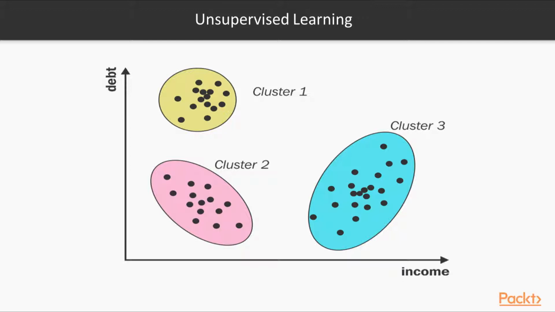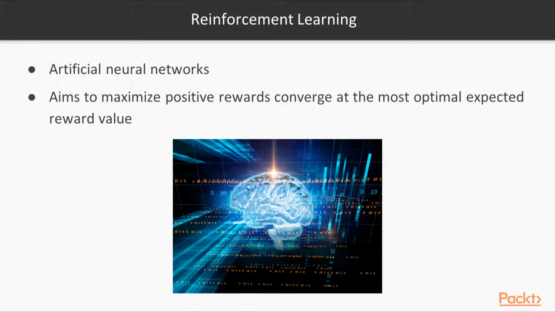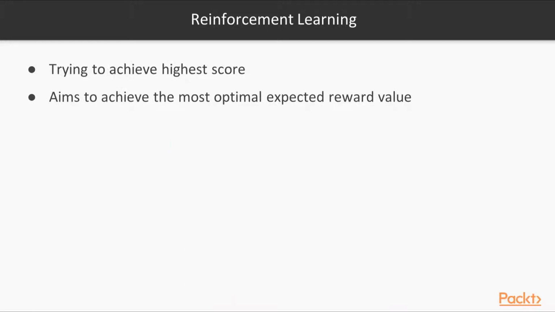Now, on to the bread and butter, reinforcement learning. So, with reinforcement learning, you're going to hear a lot about artificial neural networks. Basically, it aims to maximize positive rewards. So, trying to achieve sort of the highest score. And it aims to converge at the most optimal expected reward value.